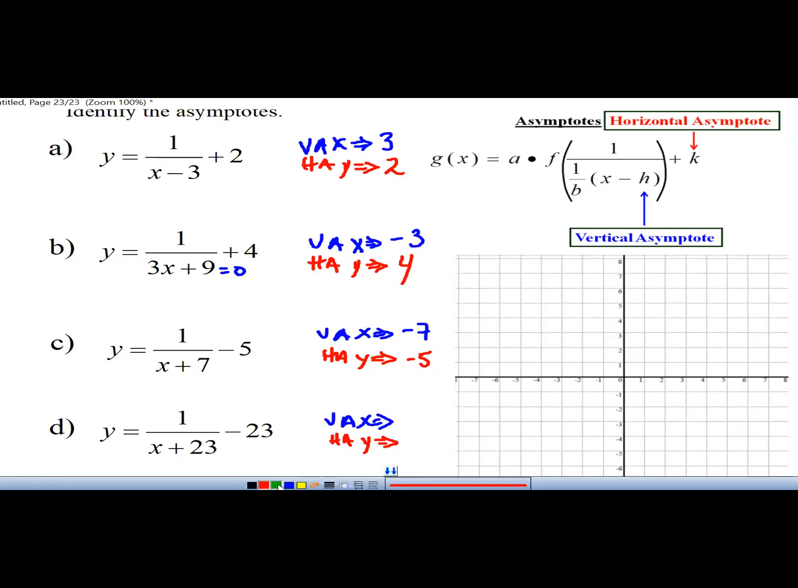And last but not least, just for the sake of time, here we go. Our VA, this one is -23. -23, Michael Jordan. And our HA is also -23. Let me just graph this one for the sake of looking at it. So this is y equals 4. And our VA is -3. Oh, -3 is right there. And that line goes up and down like so.